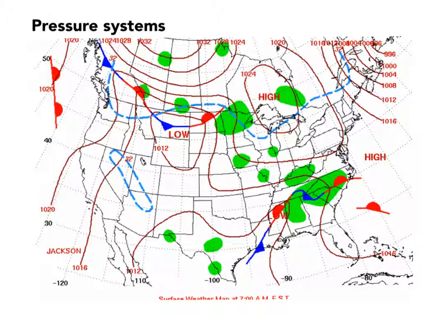Pressure systems. In Montana, there is a low pressure system. It goes down into Wyoming and into North Dakota and South Dakota a little bit. There's also a low pressure system in Mississippi. It goes west into Texas, New Mexico, and Arizona. Low pressure systems bring stormy weather, cold air, and precipitation.